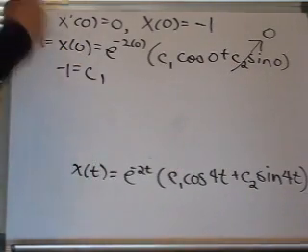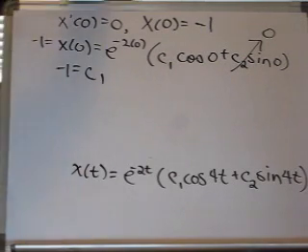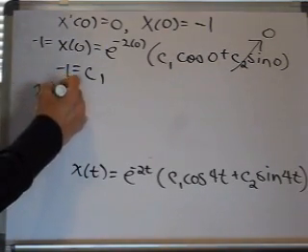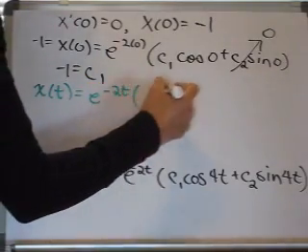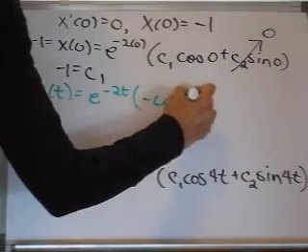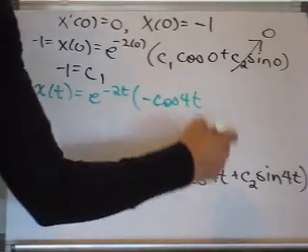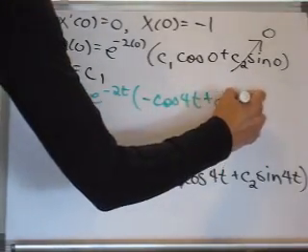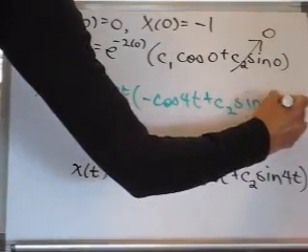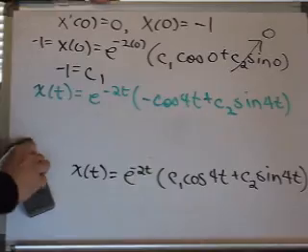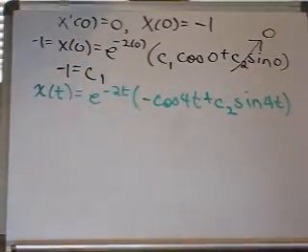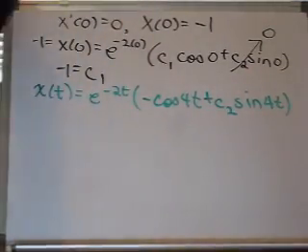c2. So now I have that x of t is equal to e to the negative 2t times c1, which was negative 1, cosine of 4t, plus c2 sine of 4t. Now I need to differentiate and use the initial velocity.